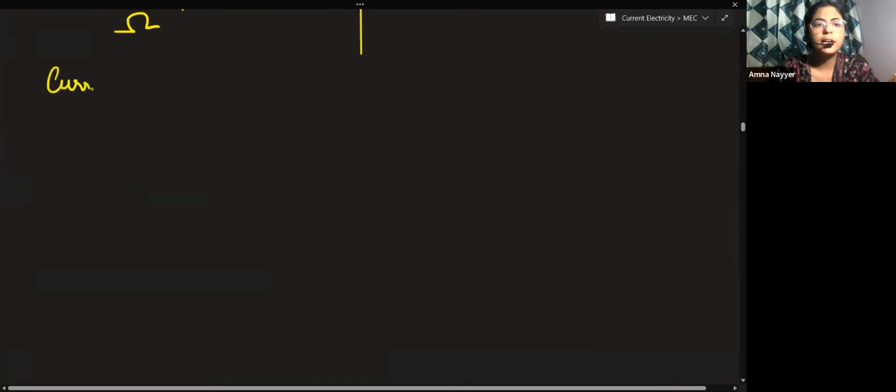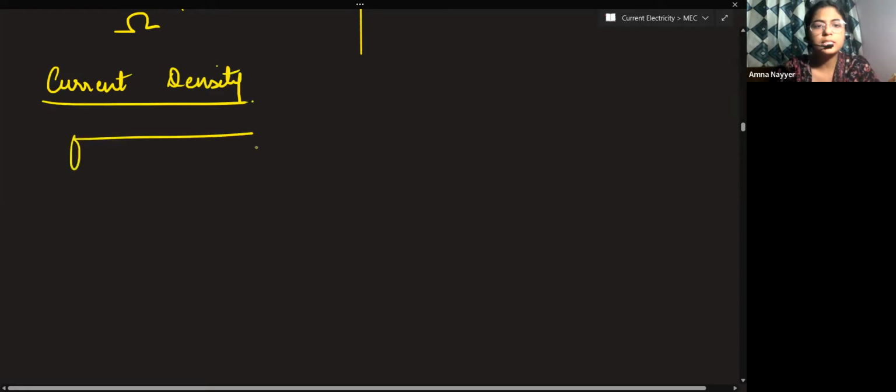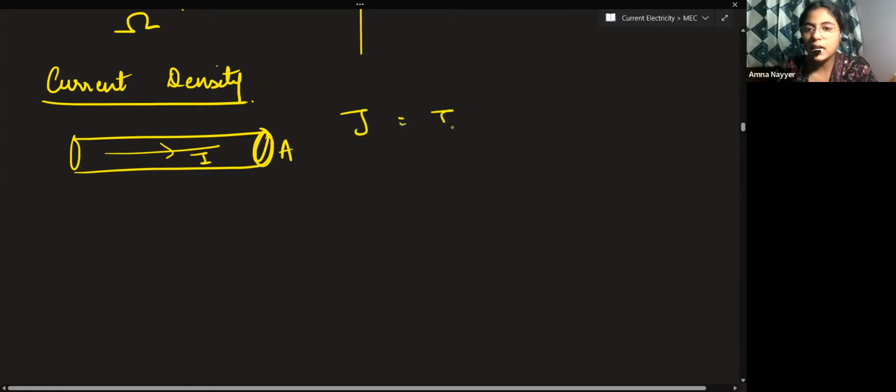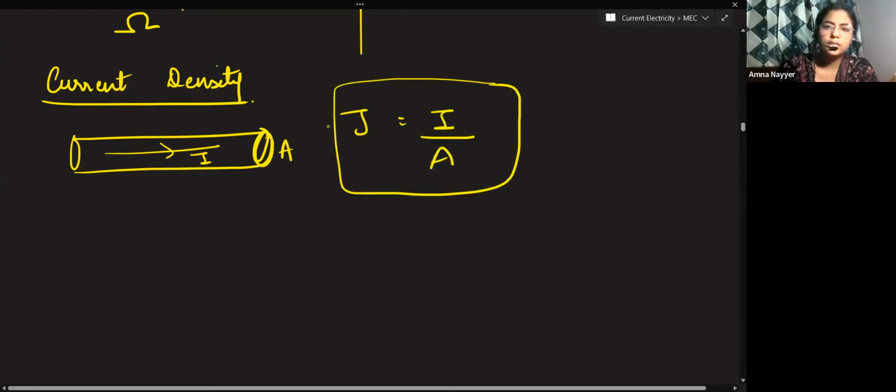Now, another topic that you have is current density. Current density means what? For example, if you have a conductor, the cross-sectional area of this conductor is A. Current I is flowing. So whatever is the current flowing per unit area, you call it as current density. So it is denoted by this capital J. So all of you text me right now, what should be the SI unit of current density?